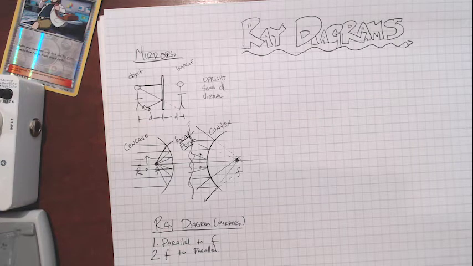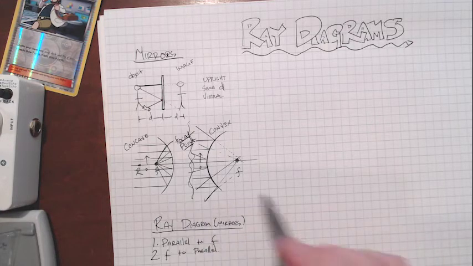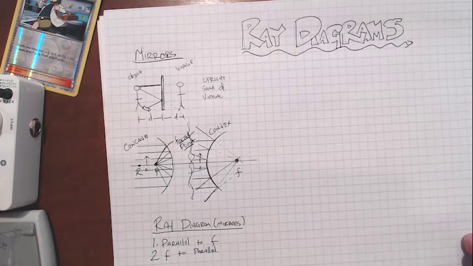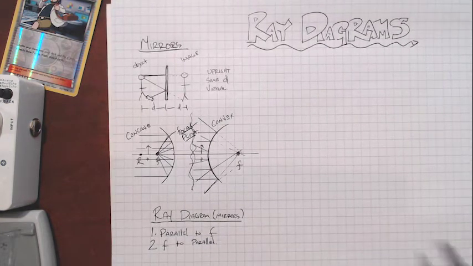So for a ray diagram, there are two rays that we need to follow. One is going to be parallel to the principal ray axis through the focal point, and the second one is going to be through the focal point and then after it bounces off the mirror, it's going to become parallel to the principal ray axis. So let's do an example here using these two rules.